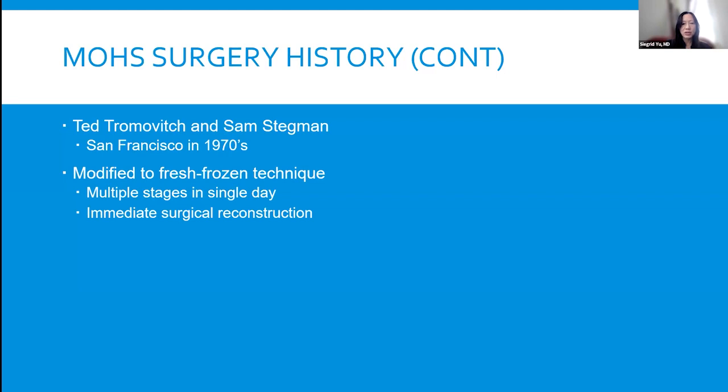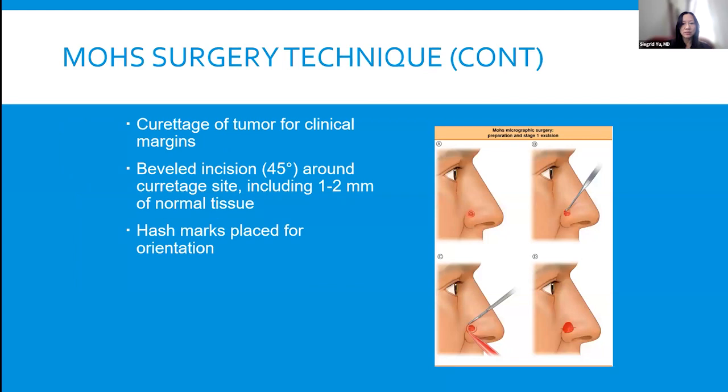This technique was kind of reinvented or revised in the 1970s here at UCSF with Ted Tromovich and Sam Stegman. And this is what we do today across the country. It's a modified technique where we use fresh tissue, but it's frozen in the lab. And so slides are created and turned around in about 20 minutes. So we can do multiple stages in a single day, making sure patients have clear margins, and then we perform immediate surgical reconstruction. So here are schematics of what this might look like.